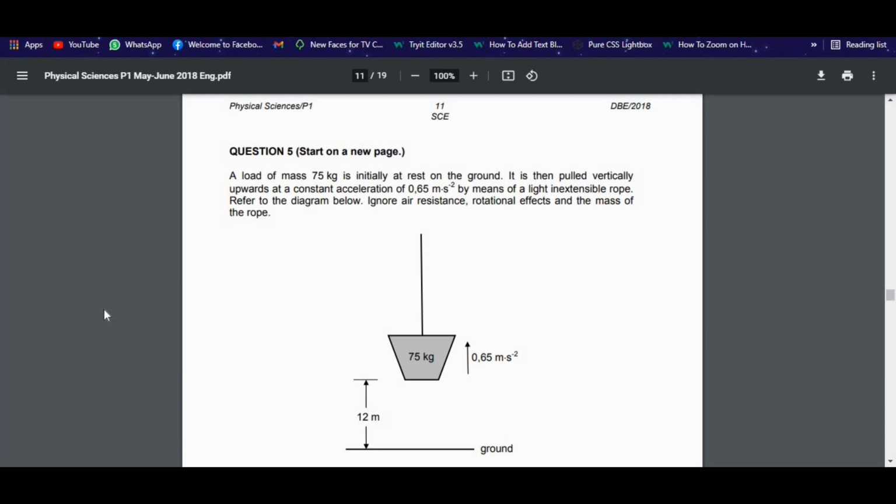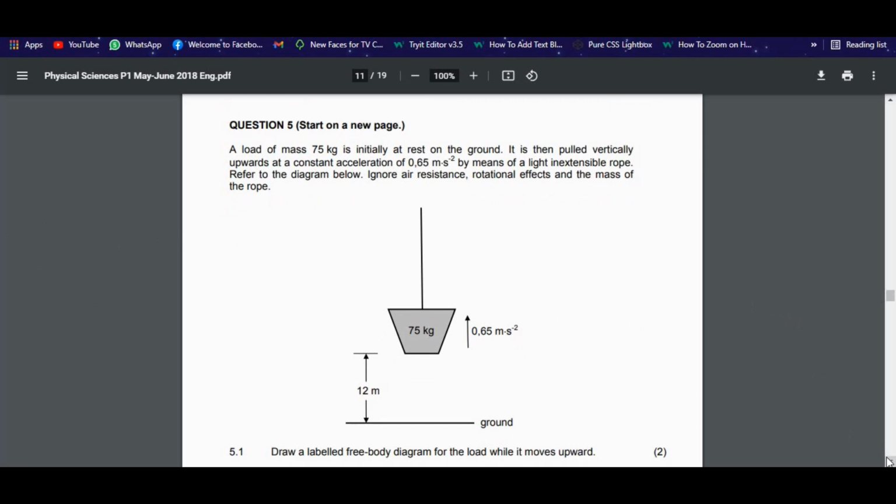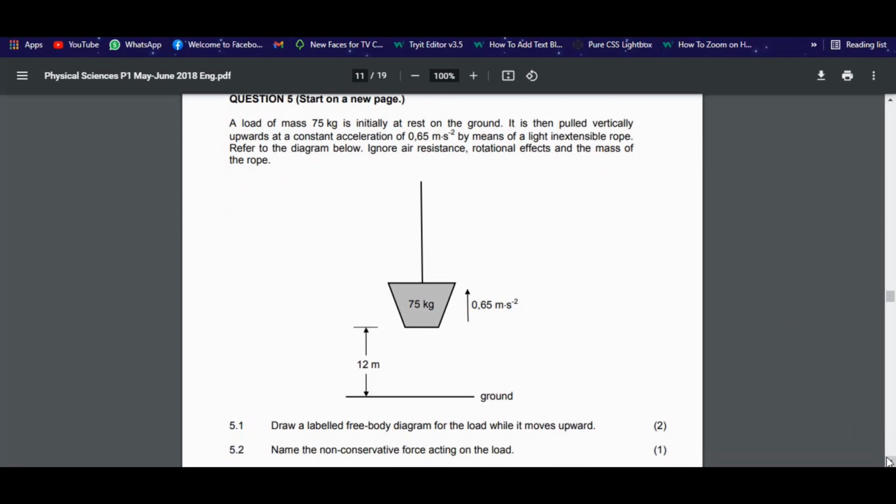So in this question, May, June 2018, there's no power question, but it's still an energy question nonetheless. I don't believe we have done this question. It doesn't look familiar to me at all. It says a load of mass 75 kgs is initially at rest on the ground. It is then pulled vertically upwards at a constant acceleration of 0.65 meters per second squared by means of a light inextensible rope. Refer to the diagram below. Ignore air resistance, rotational effects, and mass of the rope.